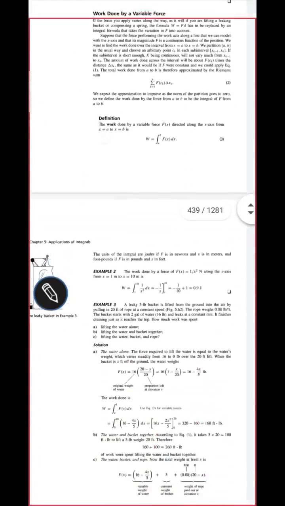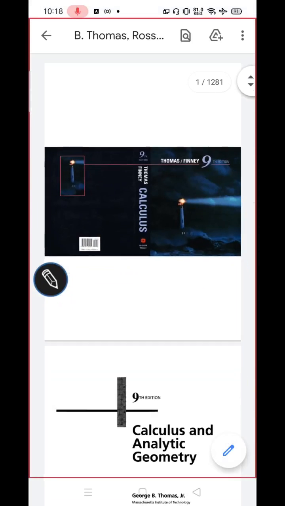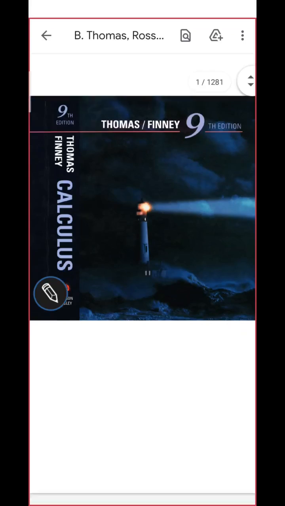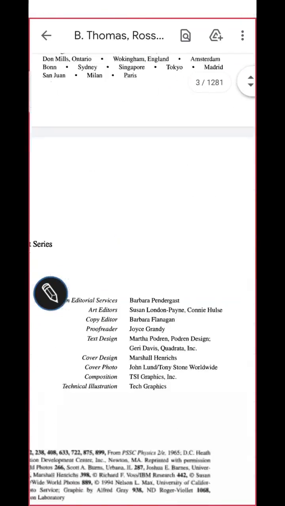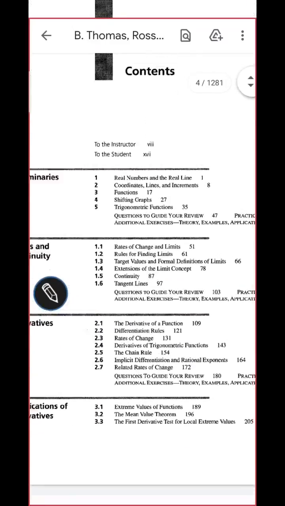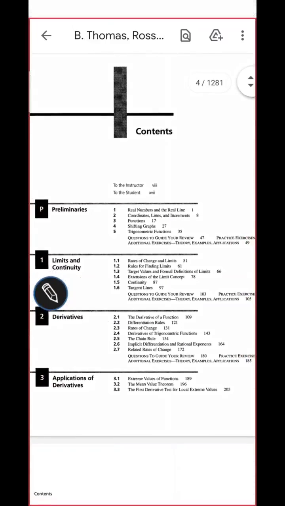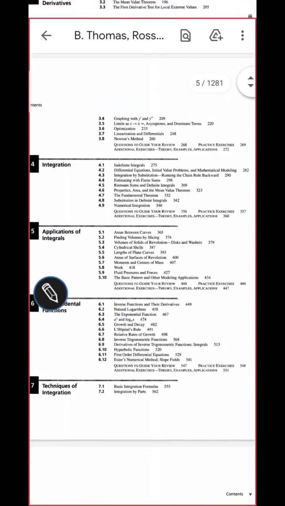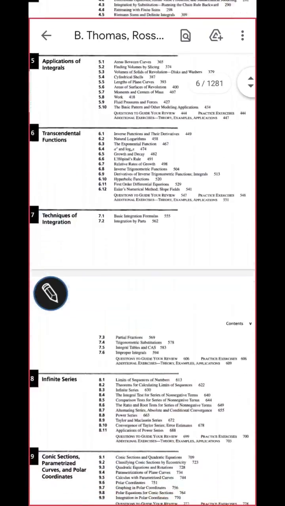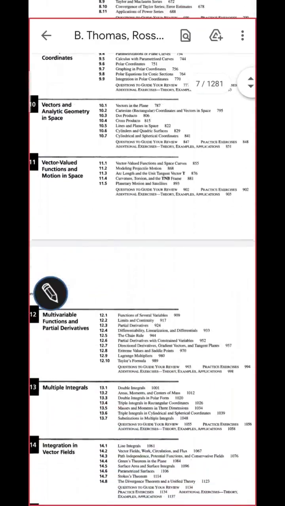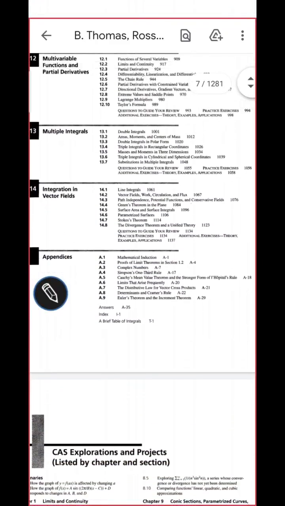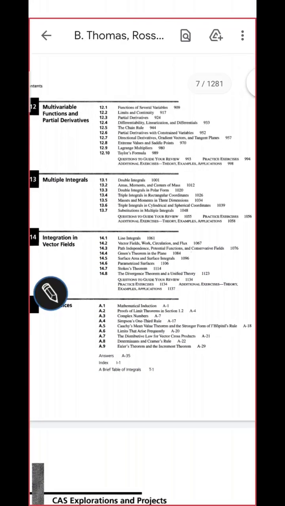You just go through this book, Thomas and Finney, if you want to refer to some topic. If you want, then I can send the PDF also to you. Even if you search on the internet, you will find the PDF. You see, all the calculus is there. This will be used in your TYBSC also. Okay.